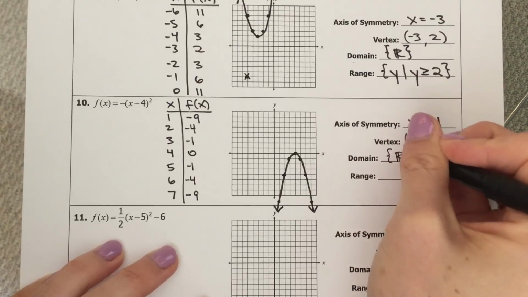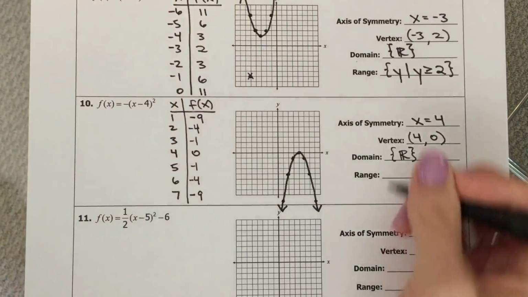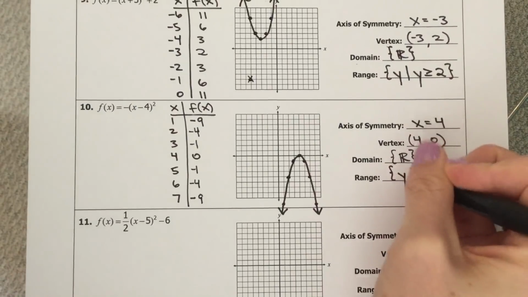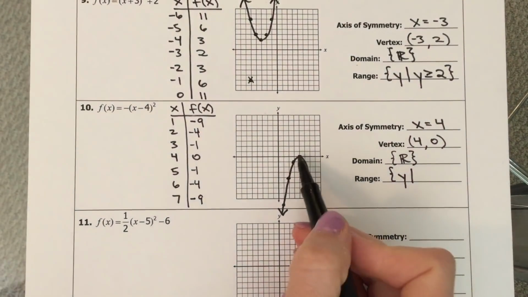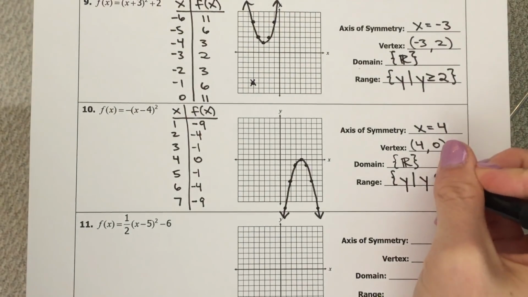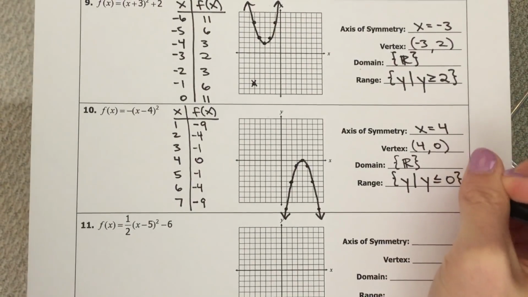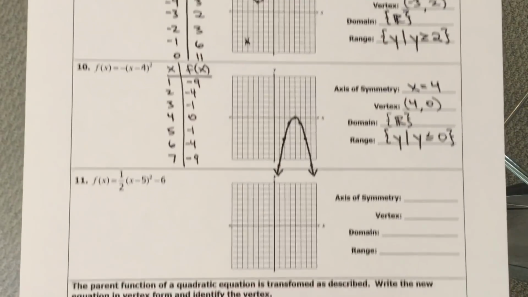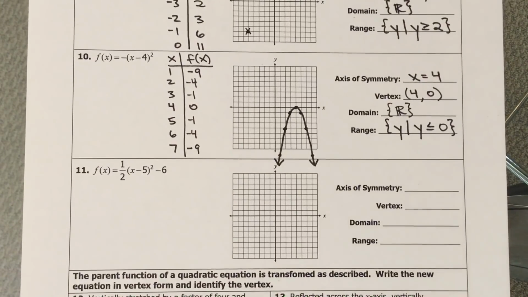Domain is all reals for every freestanding parabola. And the y values depend on where the vertex is. So the highest y value is 0, that's the maximum, and then my values just go down from there, so anything less than or equal to 0. All right, one more in vertex form like this.